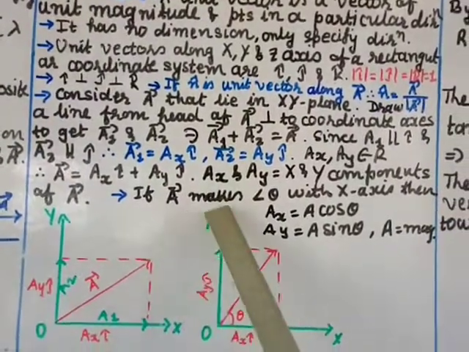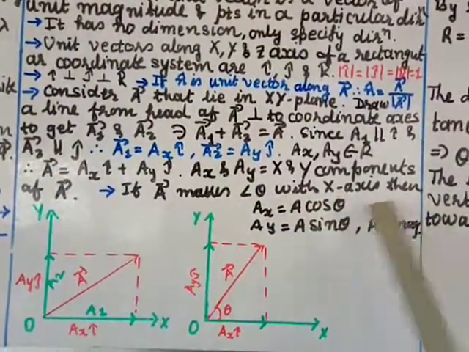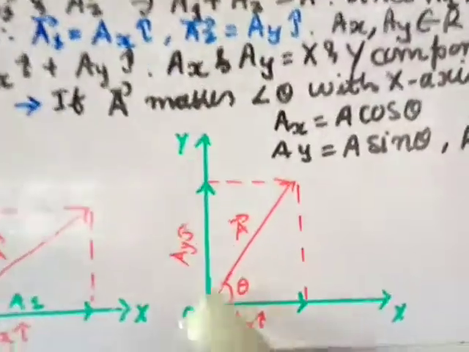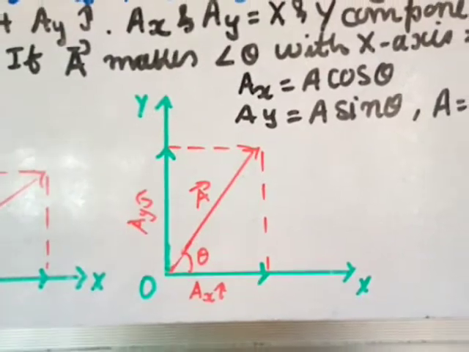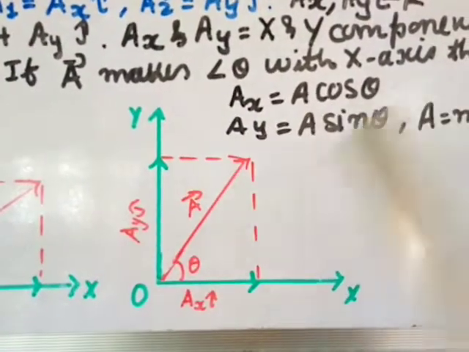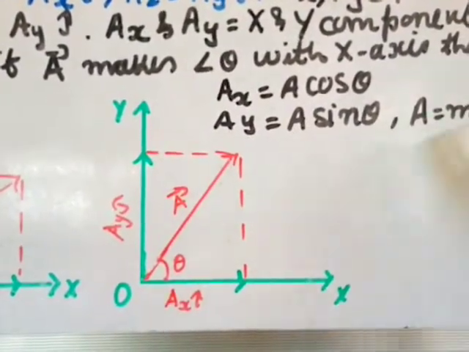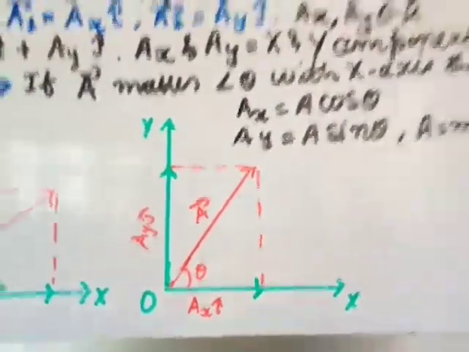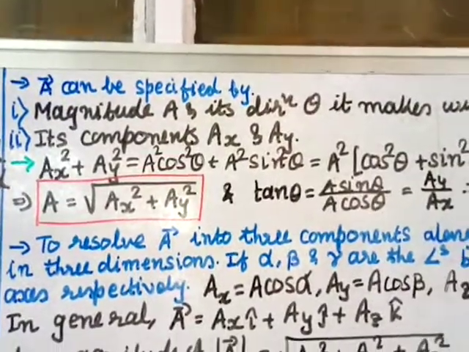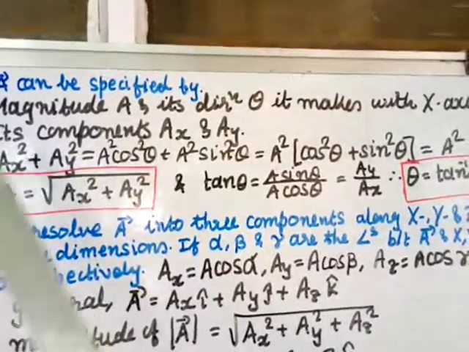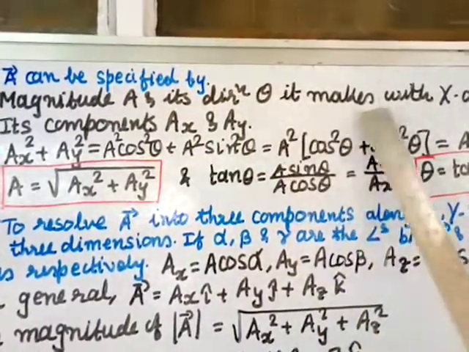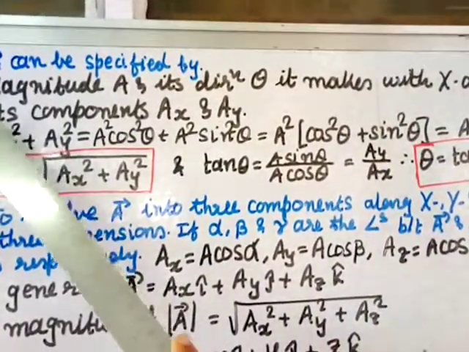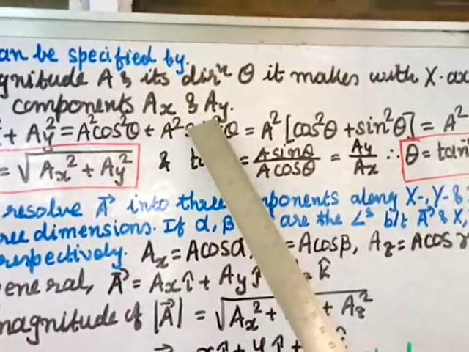If vector A makes angle theta with the x-axis. Now suppose this vector A makes some angle theta with the x-axis. Then by using trigonometry we can say that Ax is equal to A cos theta and Ay is equal to A sin theta, where A is the magnitude. So now we can represent vector A in two ways. Number one, magnitude A and its direction theta it makes with the x-axis, and number two, components Ax and Ay.